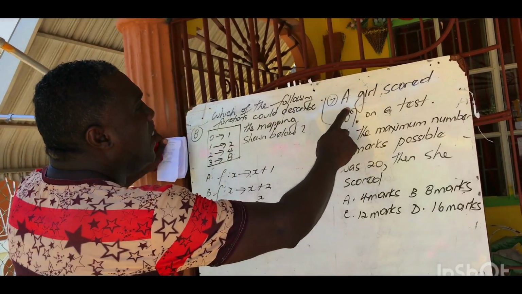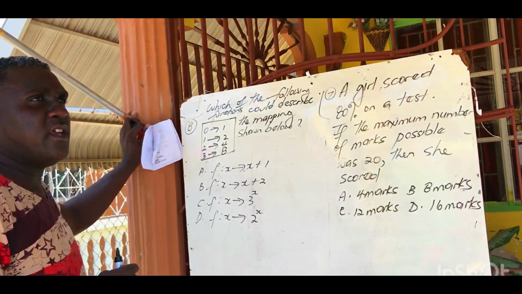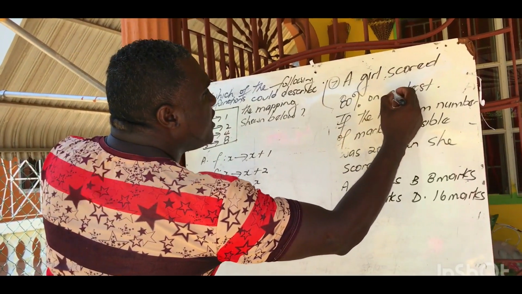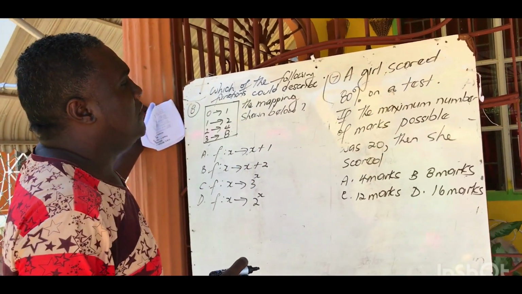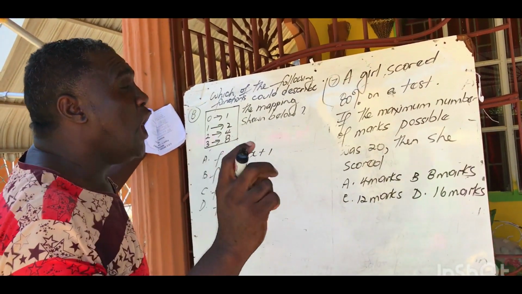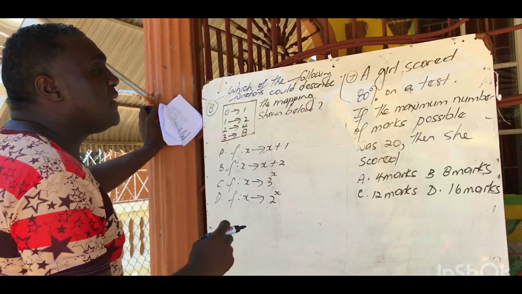Now, number 7. A girl scored 80% on a test. 80% on a test simply means that she didn't ace the exam by scoring everything. She got some wrong, because if she had aced the exam, she would have got 100%. So it follows that she didn't get the full marks.